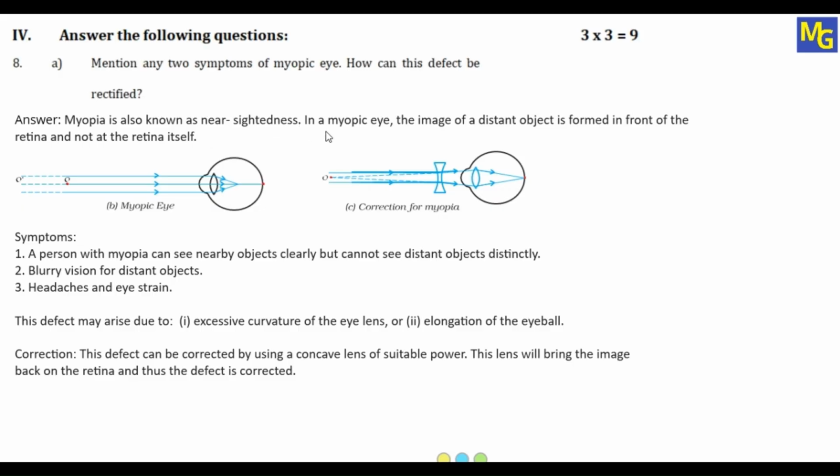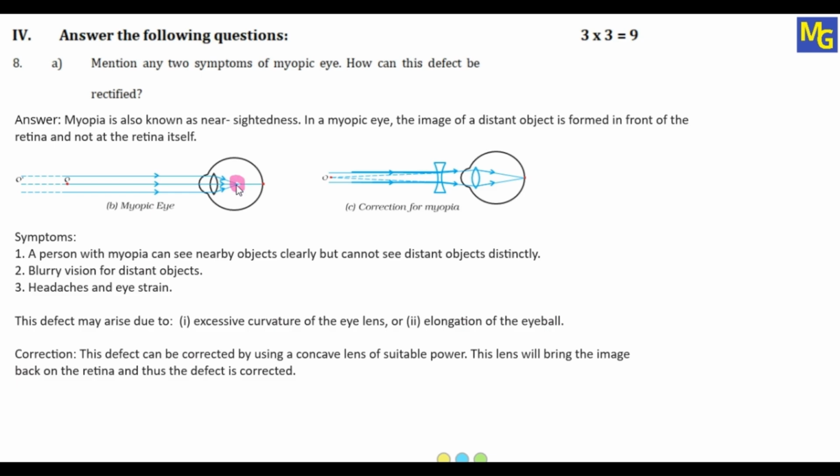That is called nearsightedness. In myopic eye, the image of a distant object is formed in front of the retina and not at the retina itself. Means what? In a normal eye, the image is formed on the retina. So here you can see this is the eyeball, and in this eyeball you can see this red dot. So this area is called the retina. So if the rays come and meet on this red dot, that is called the retina, then you can see the object clearly. But in myopia, in myopic eye, the image will be formed in front of the retina.